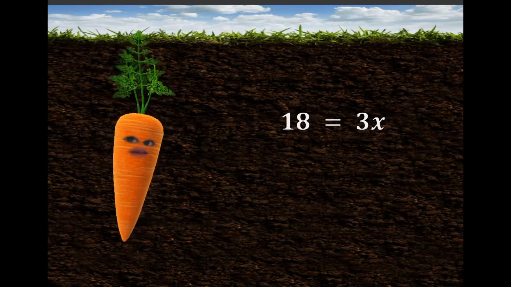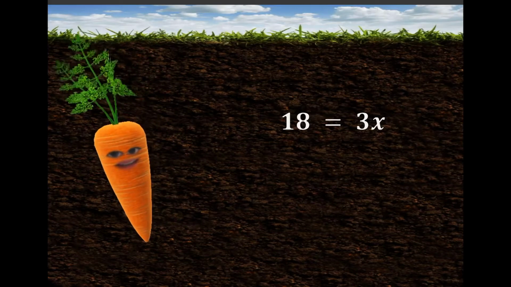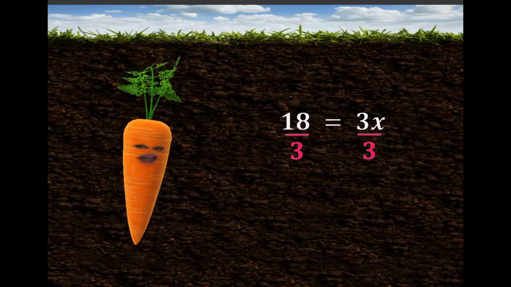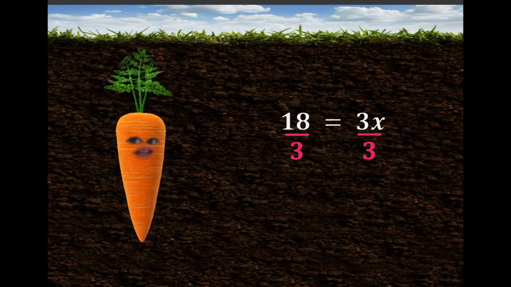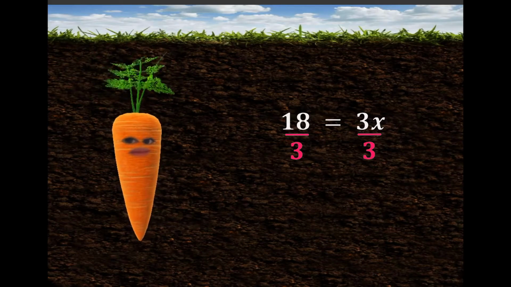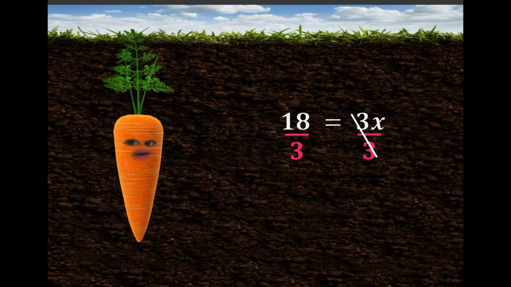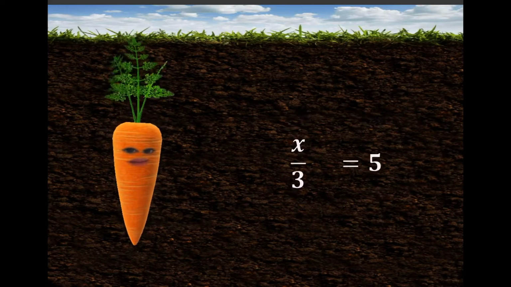So how do we figure out what x is? Now 3x means 3 times x. So to undo that, we have to divide by 3. So the opposite of times 3 is divide. So we divide both sides so we don't tip the scale. So 3 divided by 3 cancels out and we have 18 divided by 3 is 6. So x is equal to 6.